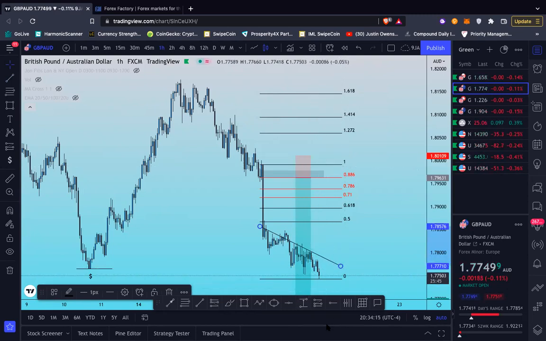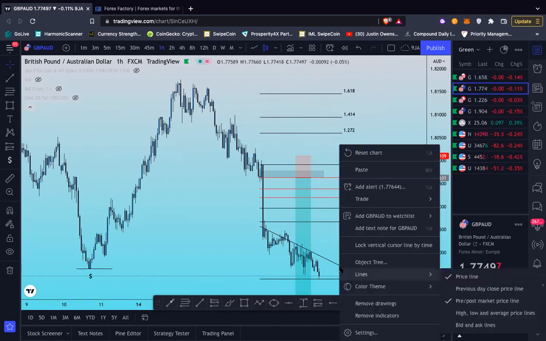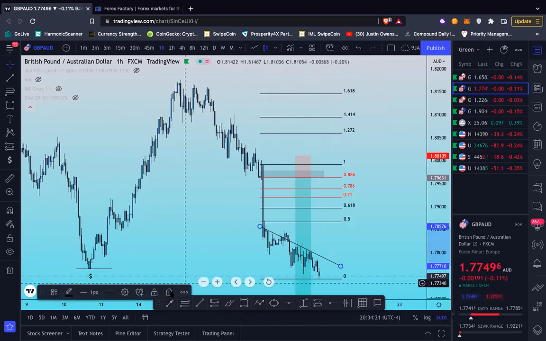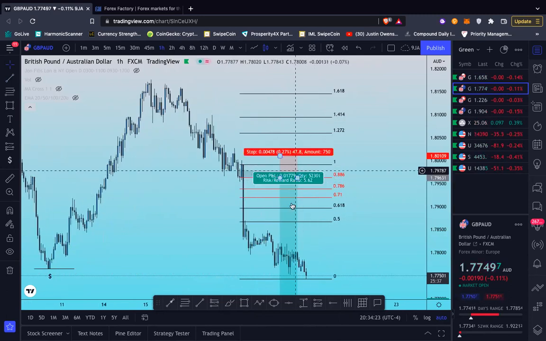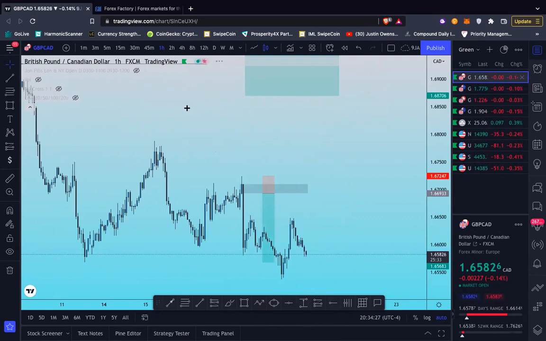That's what I personally want to see when it comes to GBPAUD, right? GBPAUD. That's what I want to see. Last up count for the down move, sell that from there. GBPCAD. That's my boy right there.